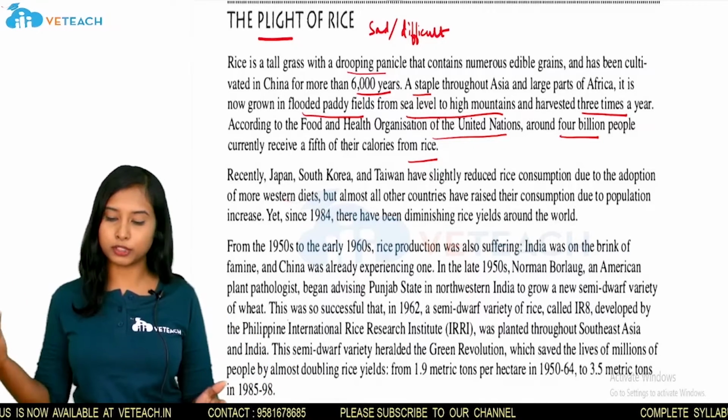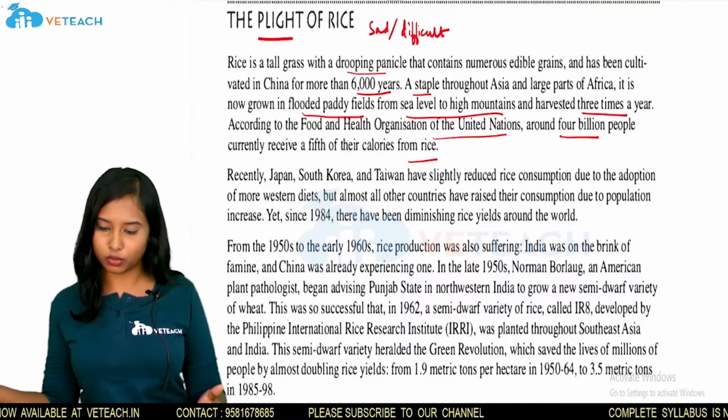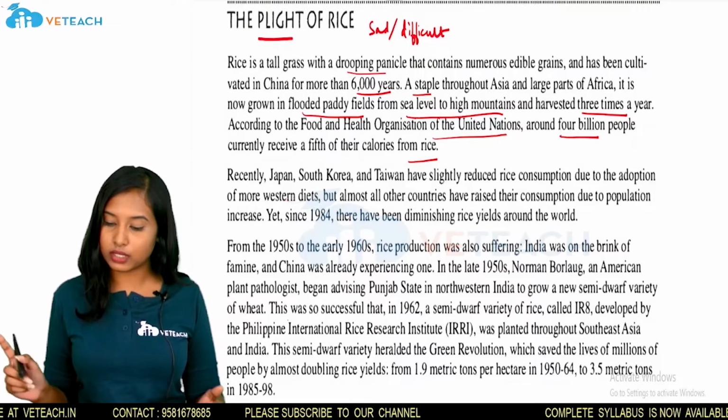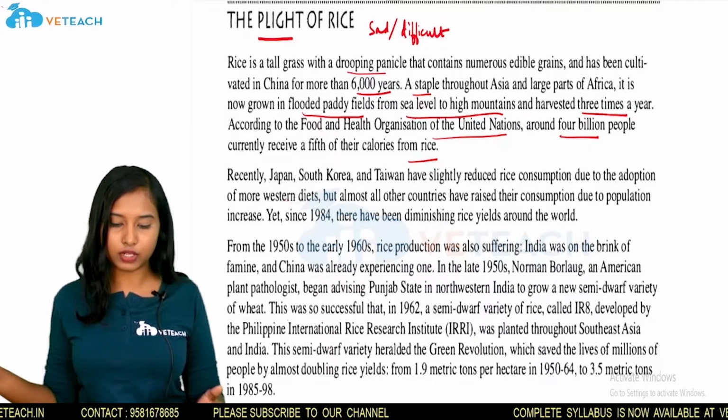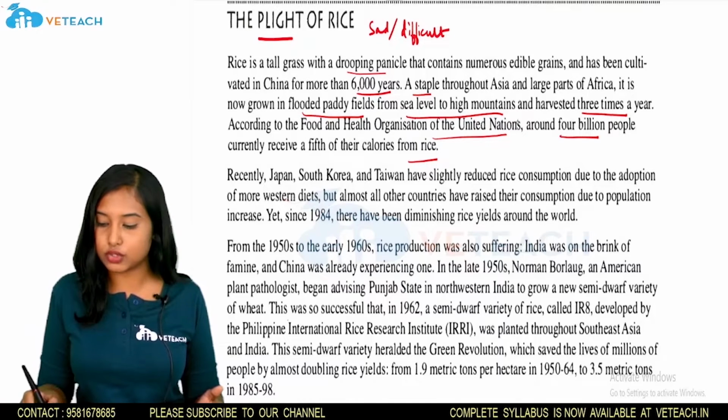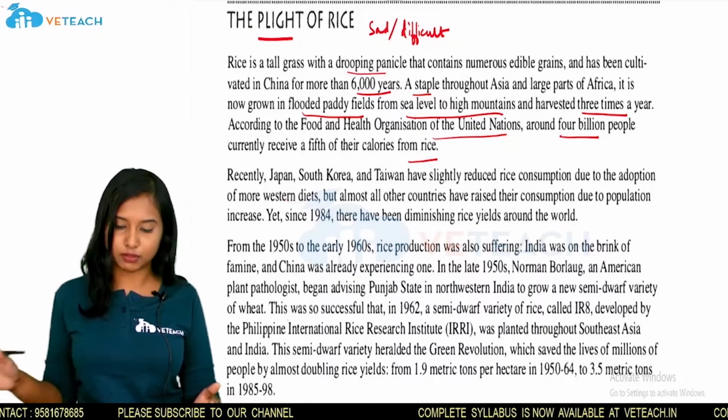So the first paragraph in the passage explains what kind of a crop rice is and where it has been growing, and how long it has been growing, which is 6,000 years. It is a staple throughout Asia and large parts of Africa, and now it is being grown in flooded paddy fields from sea levels to high mountains and harvested 3 times a year.